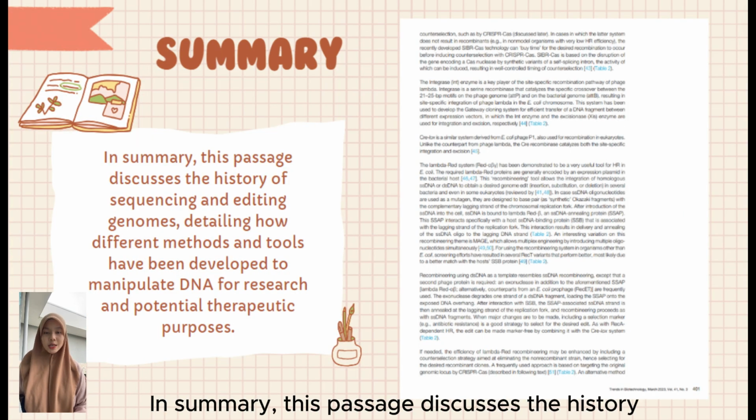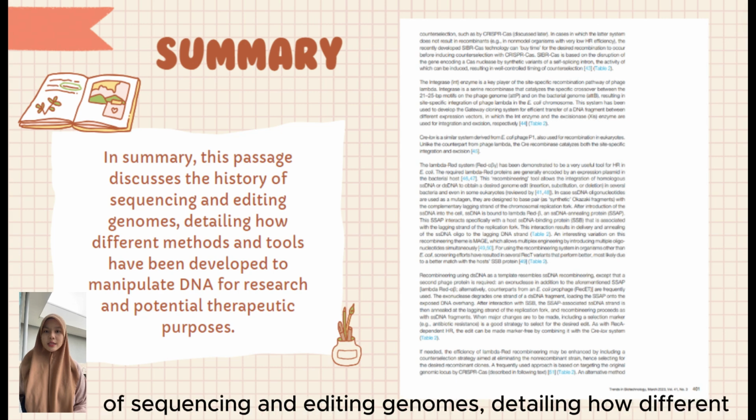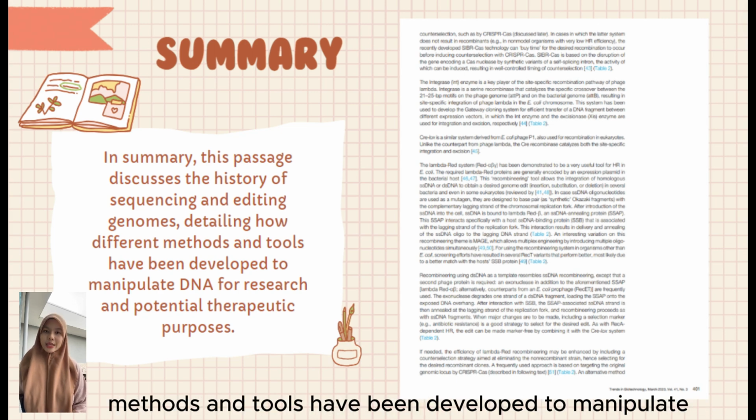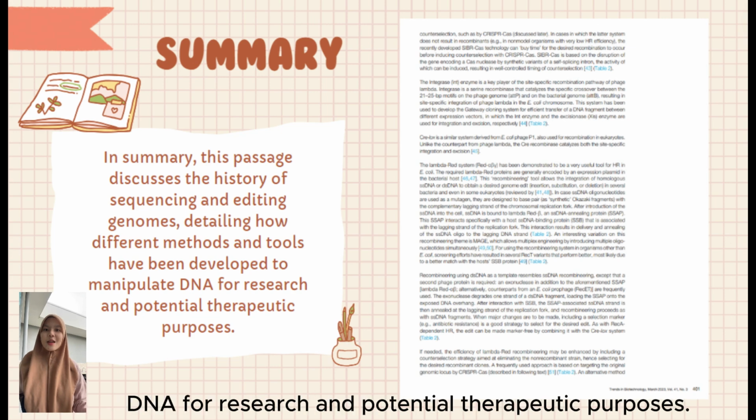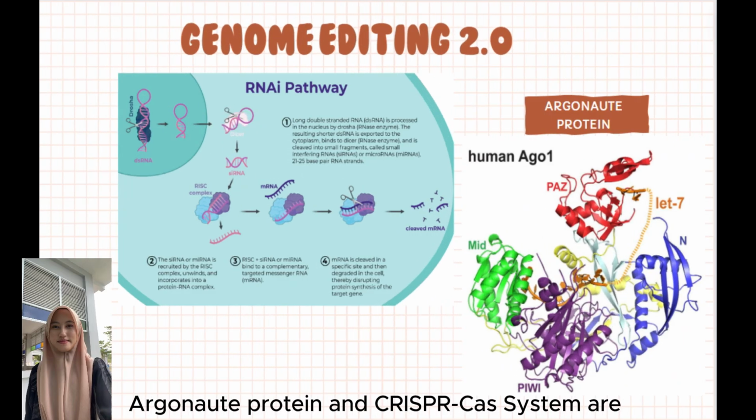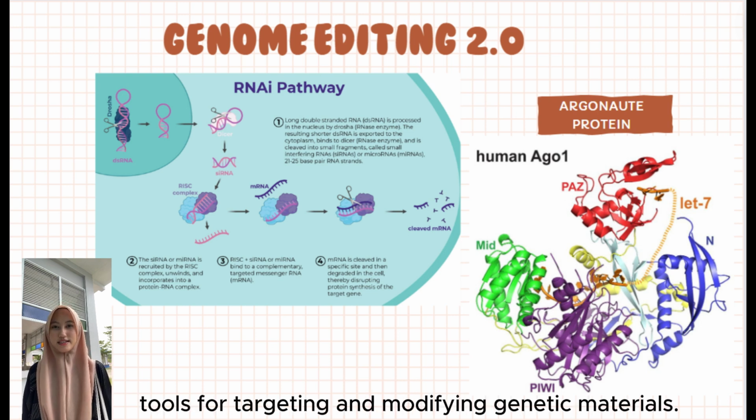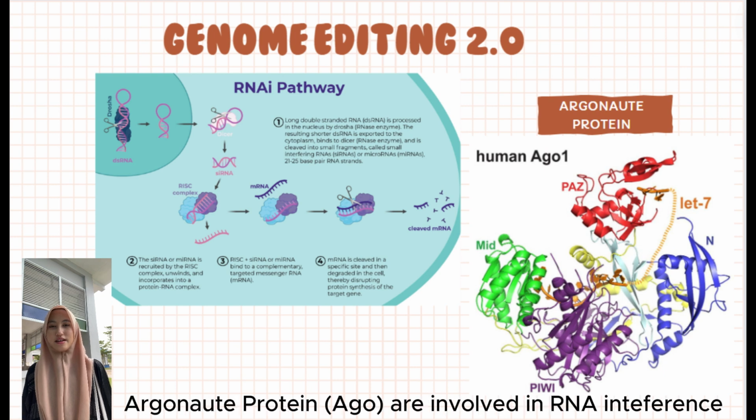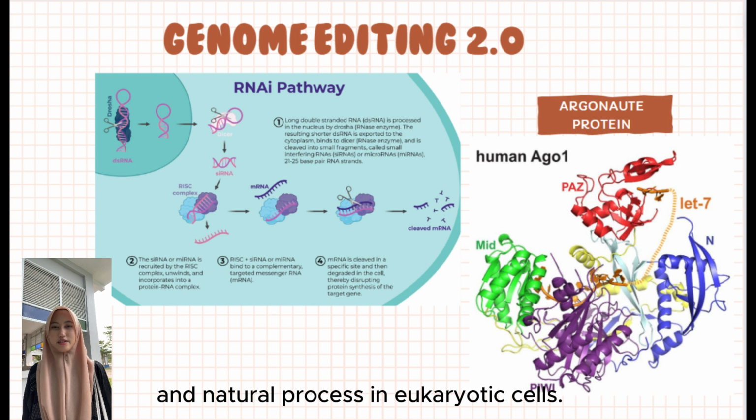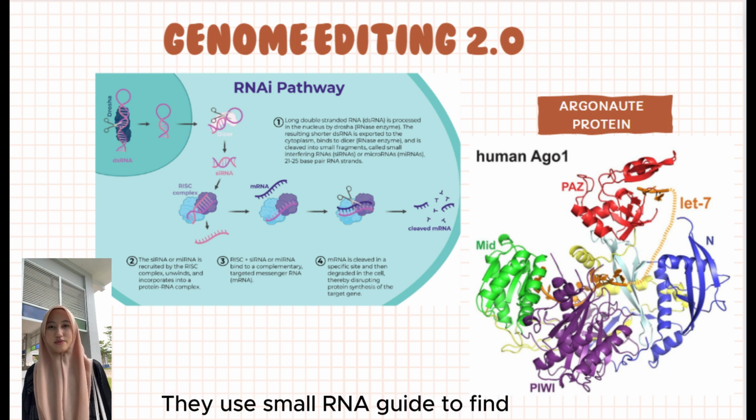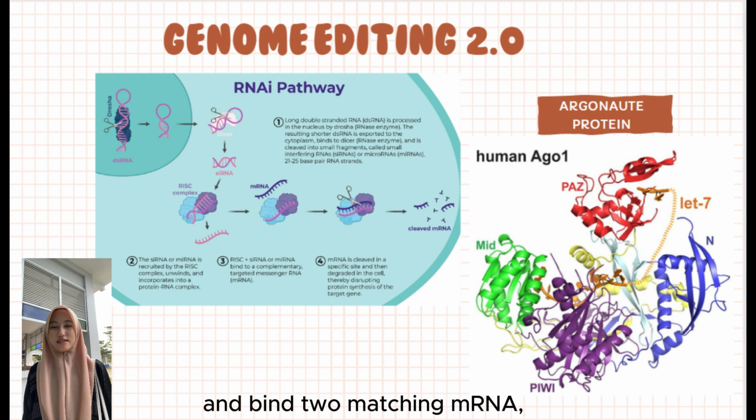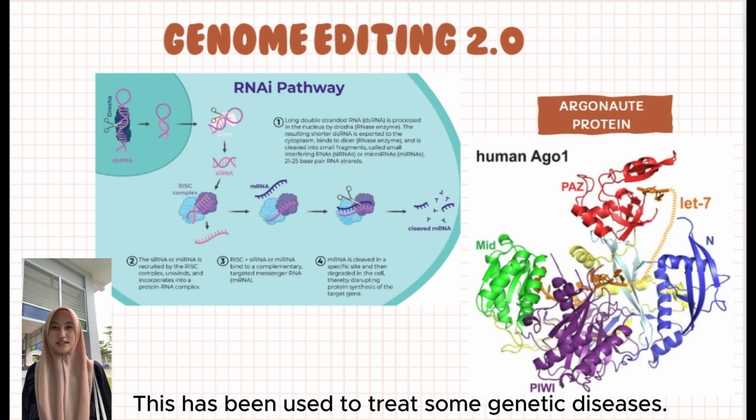In summary, this passage discussed the history of sequencing and editing genomes, detailing how different methods and tools have been developed to manipulate DNA for research and potential therapeutic purposes. Argonaute proteins and CRISPR-Cas systems are two key tools for targeting and modifying genetic material. Argonaute proteins, AGO, are involved in RNA interference, a natural process in eukaryotic cells. They use small RNA guides to find and bind to target mRNA, either silencing a gene or cutting the mRNA. This has been used to treat some genetic diseases.